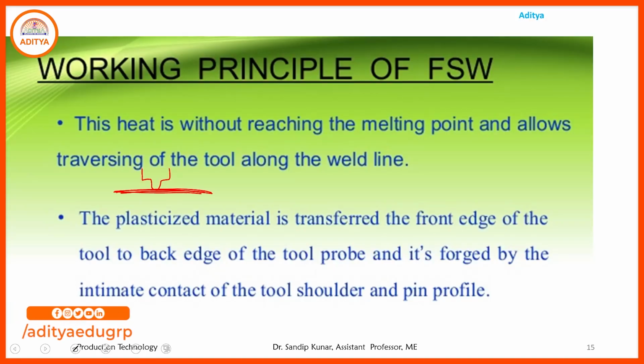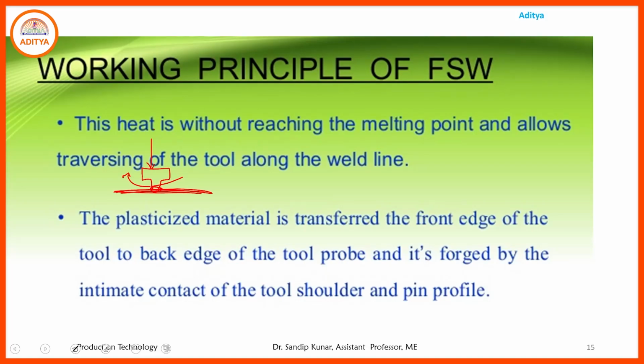When the tool is rotated and we apply pressure on it, a small amount of heat is generated at the mating surface. Due to that heat, some part of the contacting surface is melted, a very small amount of molten metal is generated, and it helps to attach both the metal plates.